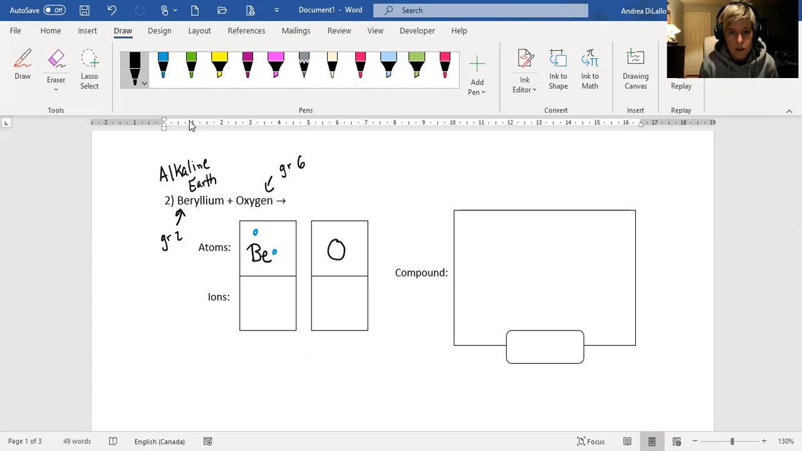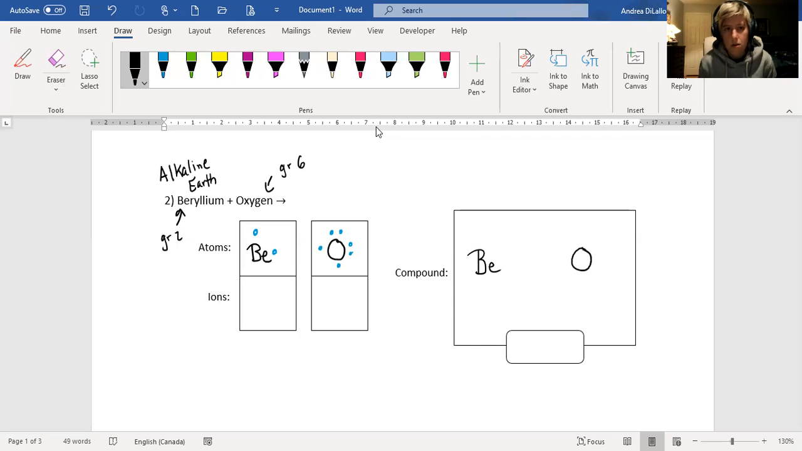Oxygen, because it is in group 6, is going to have 6 valence electrons. 1, 2, 3, 4, 5, 6. Let's draw it. Sorry, 5 and 6. Because remember, when we're doing our Lewis dot diagrams, we always put our first electron in the north position, then the south, then the east, then the west, then we buddy up. So I see beryllium has 2 electrons to give up. Oxygen has 2 electrons it wants to take.